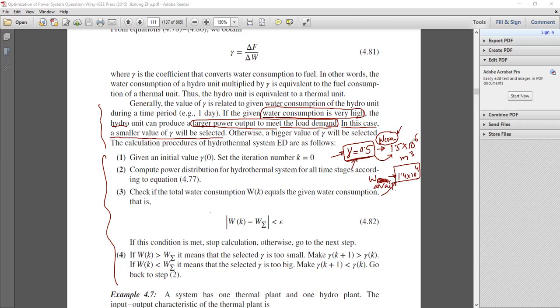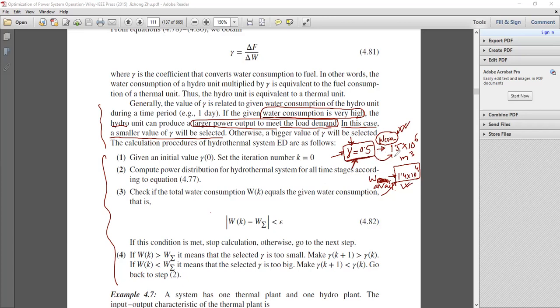So they are not matched. That means you have to update your gamma now. Okay, so you have to update your gamma. This gamma is not acceptable, because with this gamma you are saying that I need this much water consumption, but unfortunately you only have this much water available throughout that hour or that day, because water level availability is constant, the head is constant as per our assumption for short time hydrothermal coordination.